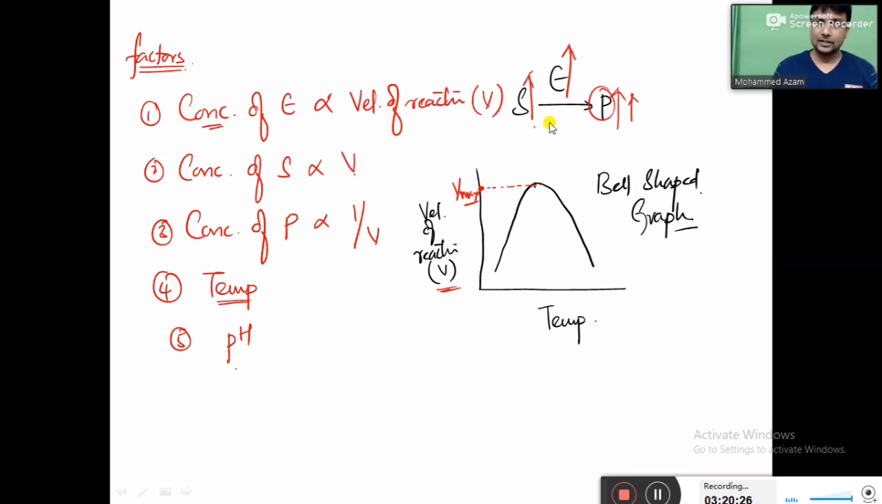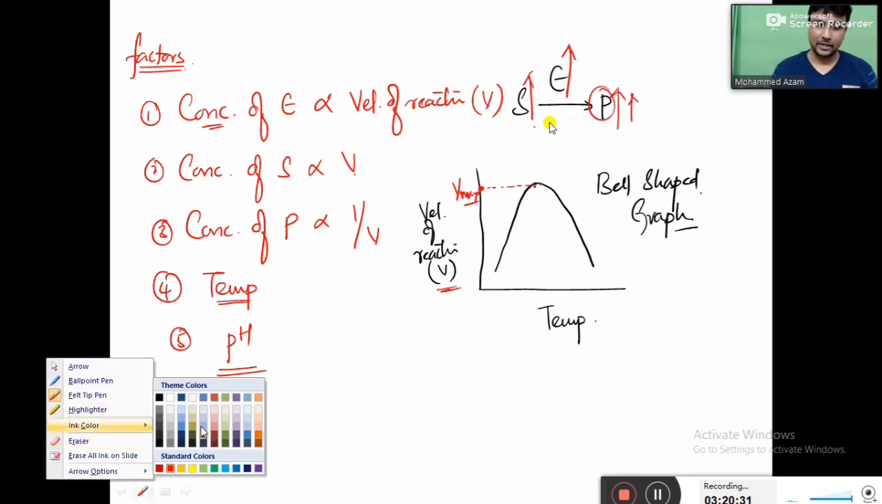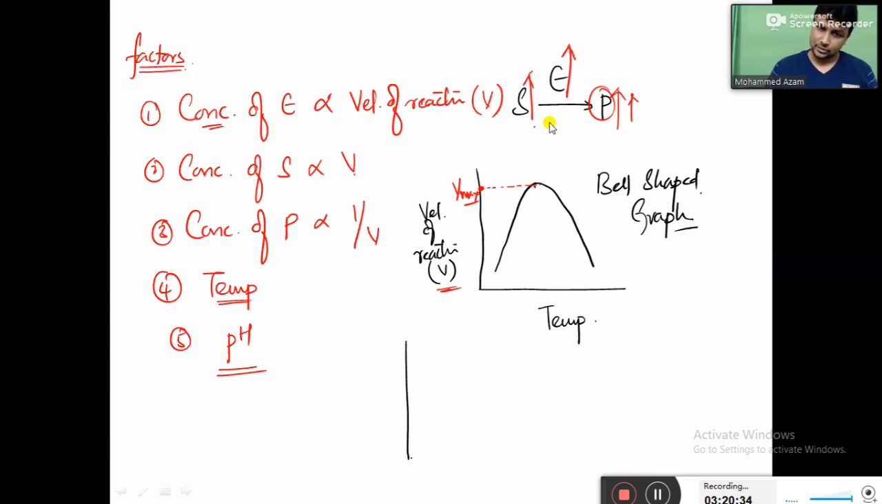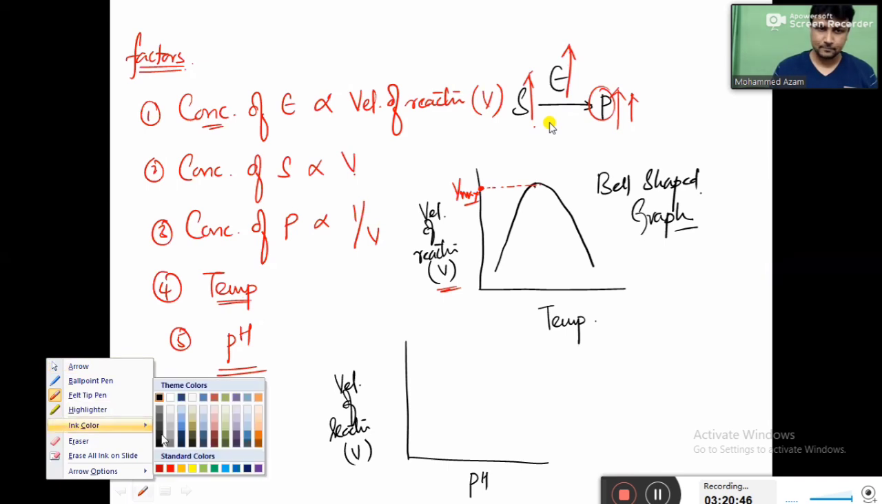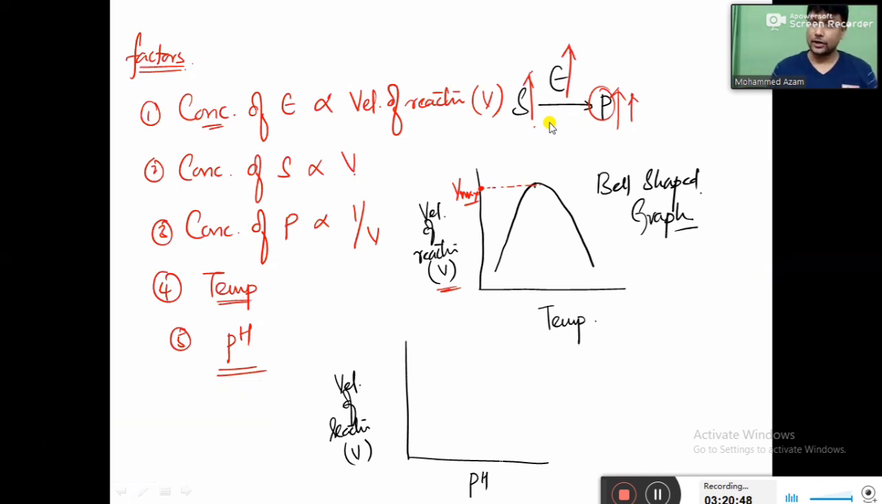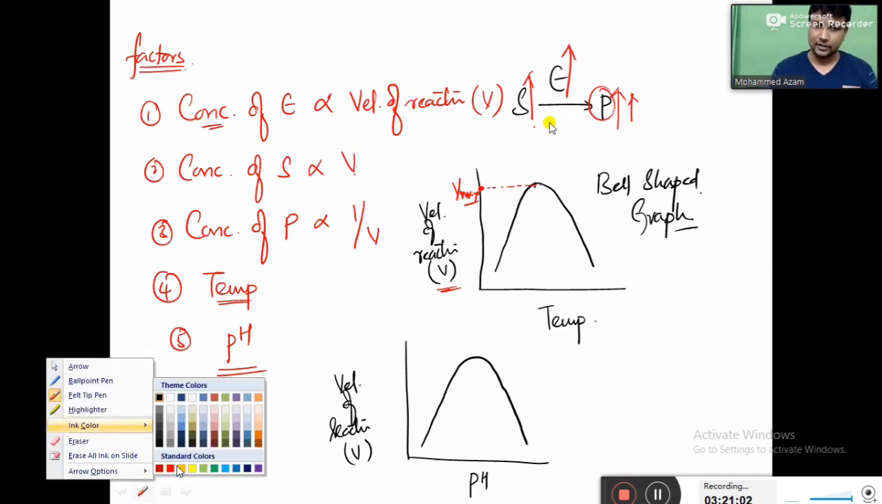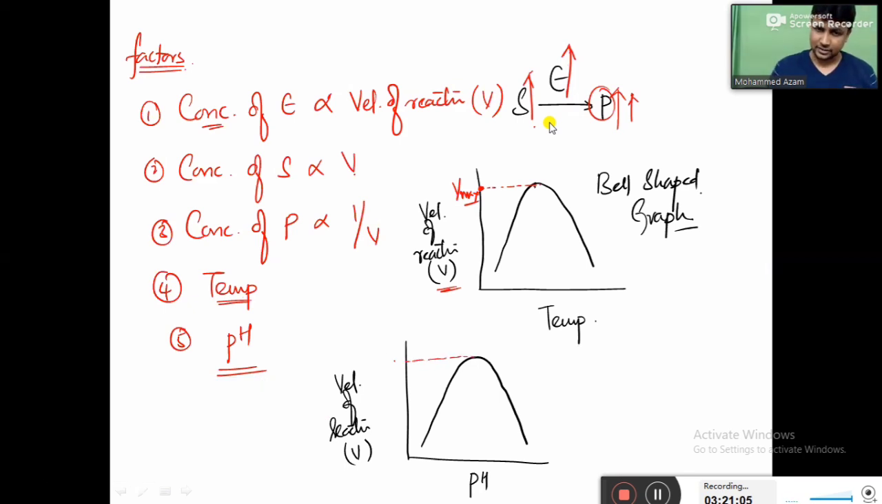And with respect to pH, exactly copy paste. You need to do the copy paste. So on the x-axis take the pH, and on the y-axis you can take the velocity of reaction, capital V. Now what is going to happen with respect to pH? You already know the pH scale, 1 to 14, acidic, basic, neutral and all. So as you increase pH, initially velocity increases, then reaches the maximum, then again it decreases. Again you are getting a bell-shaped graph, and here is the maximum velocity, Vmax.